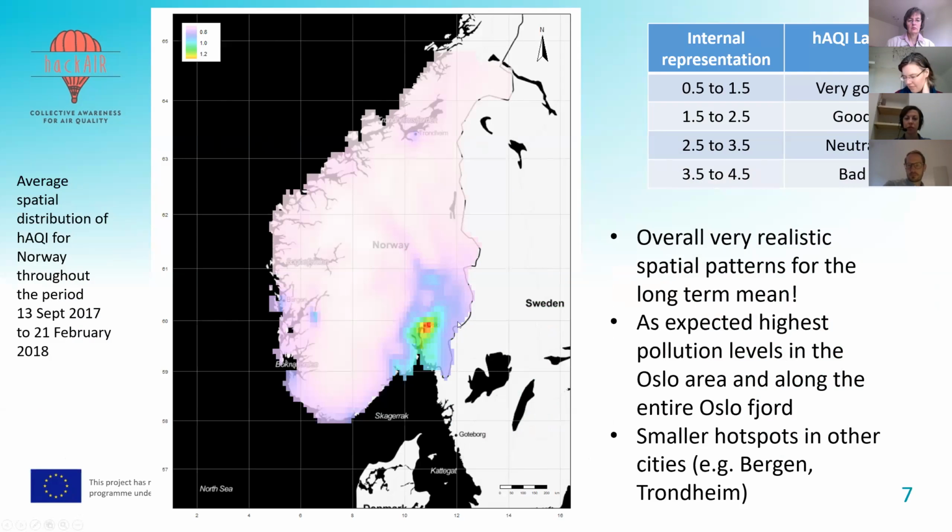So what you see here in this map, for example, is the Oslo area and the entire Oslo fjord has the strongest air pollution here on this particular time period. And you also see hotspots over Bergen, Stavanger, Kristiansand, and Trondheim, and so on. But overall, the levels of pollution are quite low here.